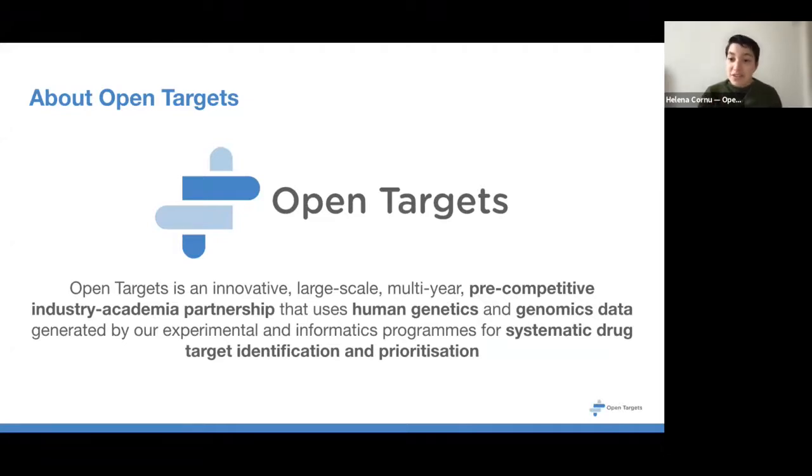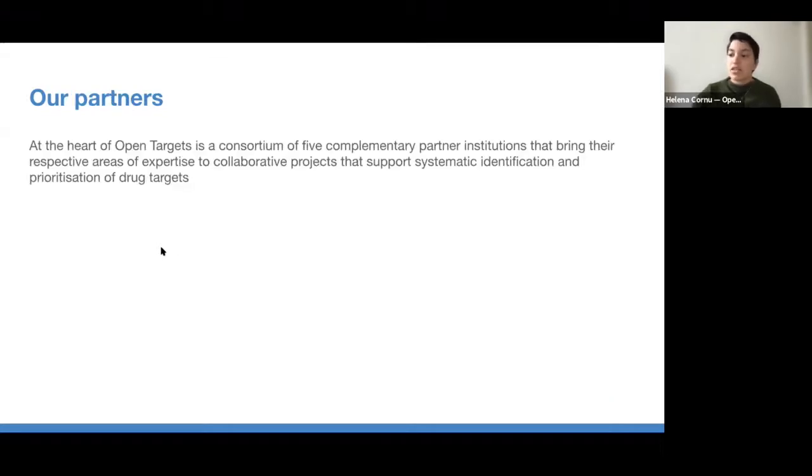So the first thing you need to know is that it's an industry academia partnership. So this means that we have a number of collaborators. So at the heart of what we do are 5 complementary institutions that bring their respective expertise to the table across academia and industry. So we have 2 academic partners.